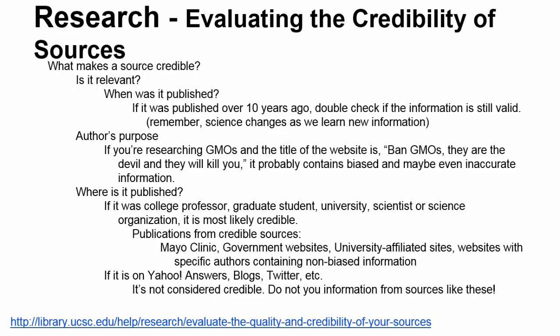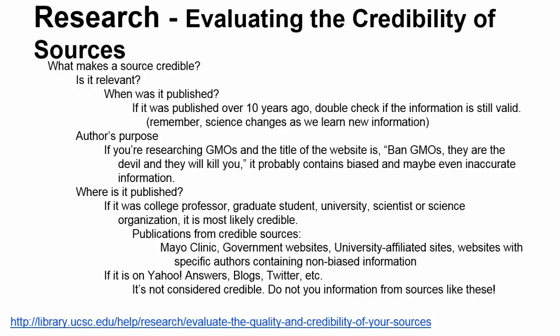So what makes something credible? Well, we want to know if it's relevant. So if it's old, and we consider old anything published over 10 years ago, you're going to want to double check to make sure that that information is still valid because there's so much that we do know, but on the other hand, there's also so much that we don't know. So as we get new information, science is going to change and incorporate that new information.